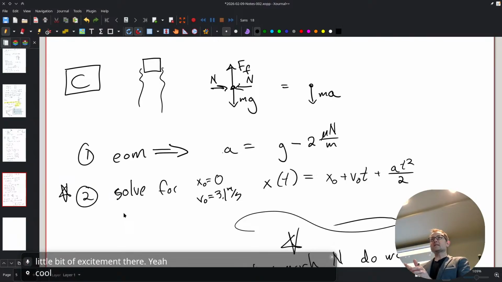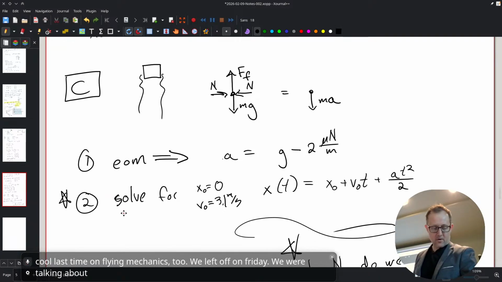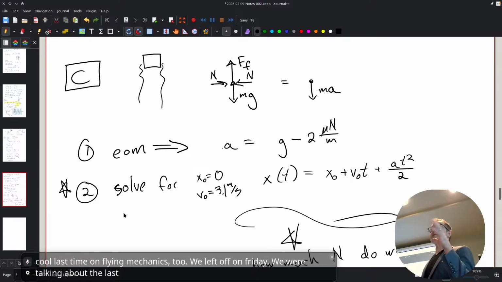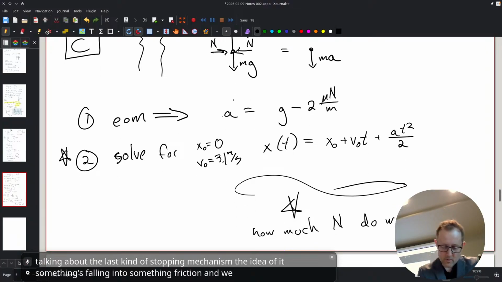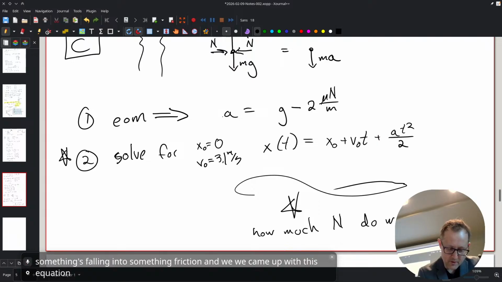Cool. Last time on Applied Mechanics 2, we left off on Friday. We were talking about the last kind of stopping mechanism, the idea that something's falling into something with friction, and we came up with this equation of motion here.